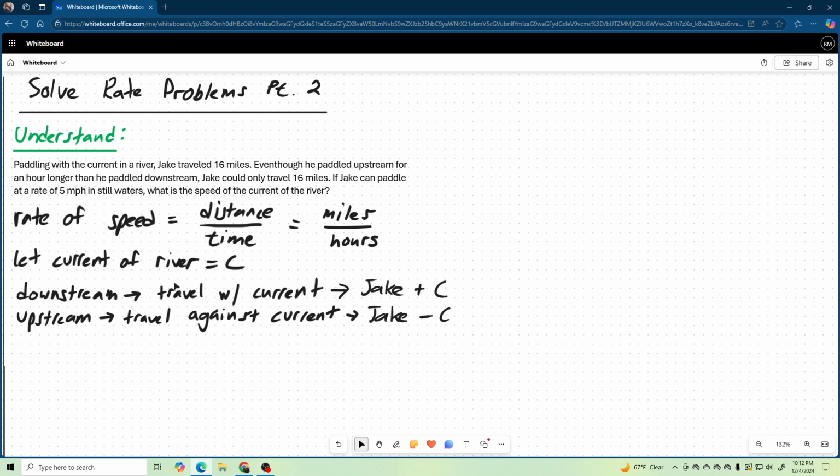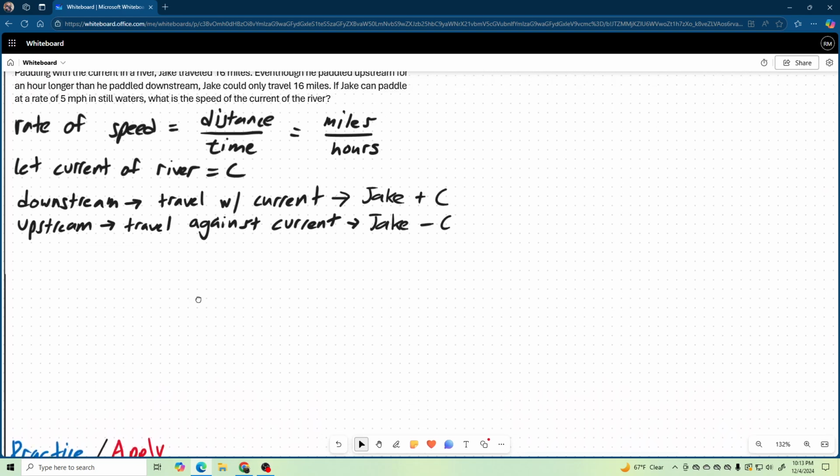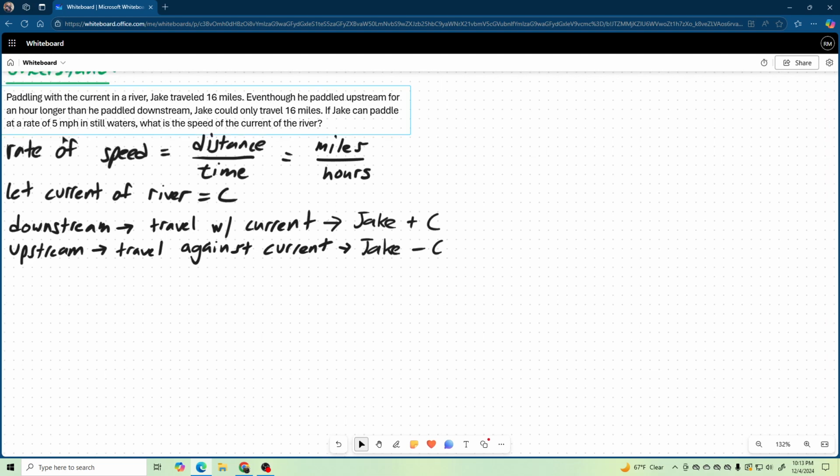All right. So in this case, let's look at our distance for when we're traveling upstream, right? So in other words, this is when we're fighting against the current, because we're gonna need both of them, right? Because essentially, if Jake can paddle at a rate of 5 miles in still waters, what is the speed of the current of the river? Well, what we're gonna have to do is compare when Jake was traveling downstream and when he was traveling upstream, and we're gonna be able to set those up so that they both have a c, and then we can use that to solve for c, and that's how we'll know the speed of the current, right?